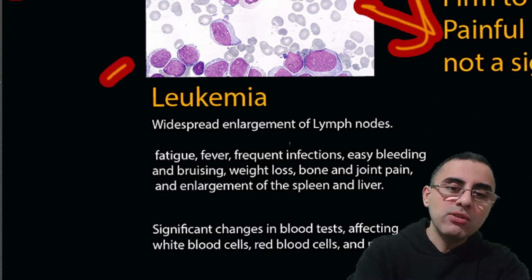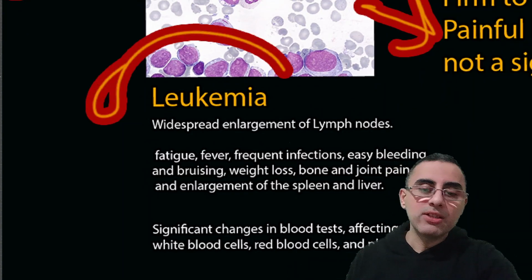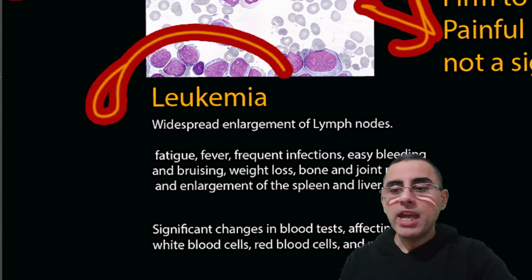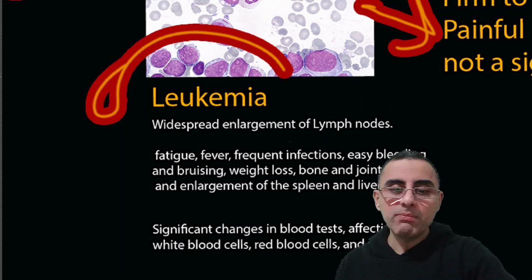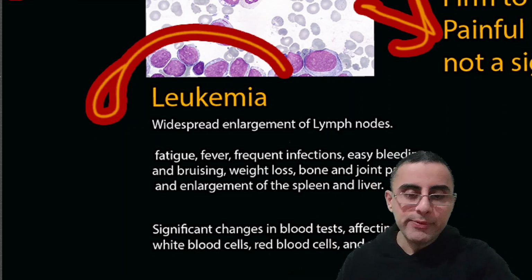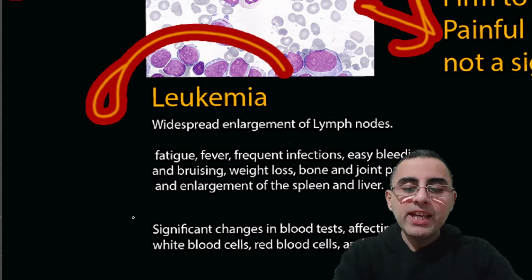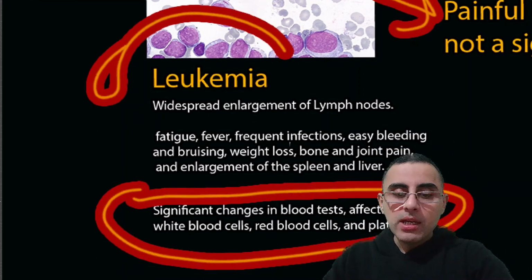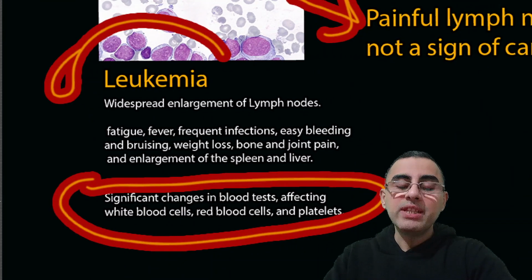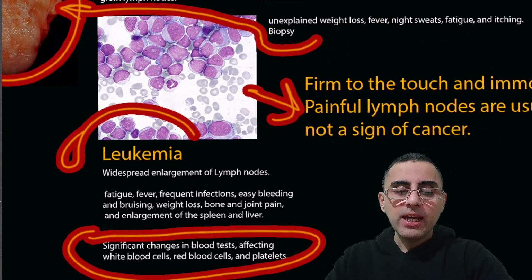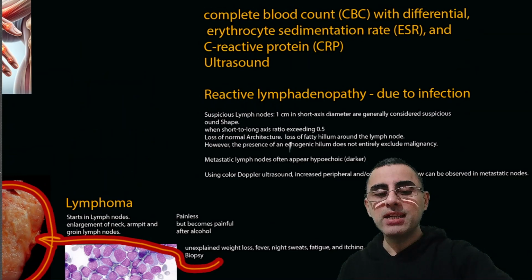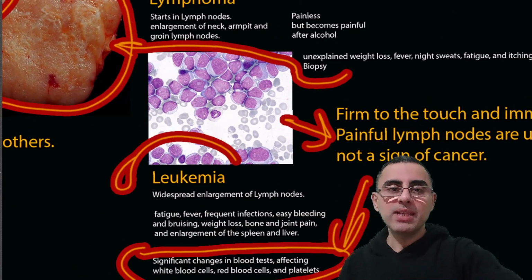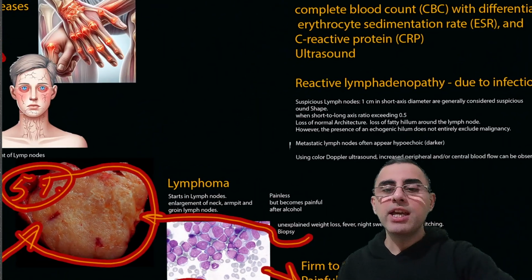And leukemia is also a cancer which causes enlarged lymph nodes. It causes widespread enlarged lymph nodes, and in this case we have fatigue, fever, frequent infections, easy bleeding, easy bruising, weight loss, bone and joint pain, and enlargement of the spleen and liver. And we have also significant changes in blood tests, and blood tests should be seen with differentials. It's very important. There are significant changes in white blood cells, red blood cells, and platelets in many cases when there is leukemia. So leukemia and lymphoma and metastasis can enlarge lymph nodes.